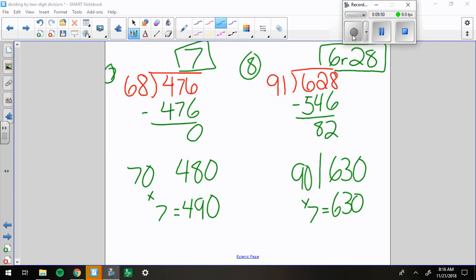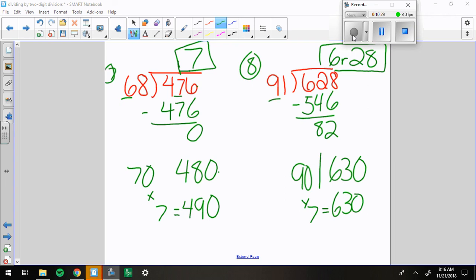For 476 divided by 68, it actually works out really nicely. Our quotient is just 7, no remainders. What I did there was I estimated a little bit. I know that 68 rounding to the nearest ten, that's really where we're rounding to. 68 rounded to the nearest ten is 70. 476 rounded to the nearest ten is 480. I know that 70 times 7 is 490. That's pretty close. So I decided to go with that, and that actually ended up being it. 7 is our quotient for number 7.